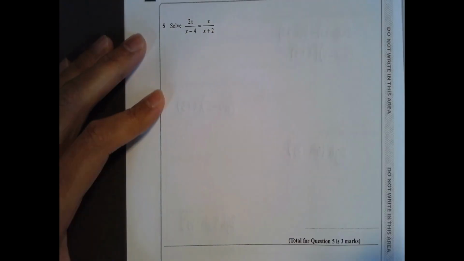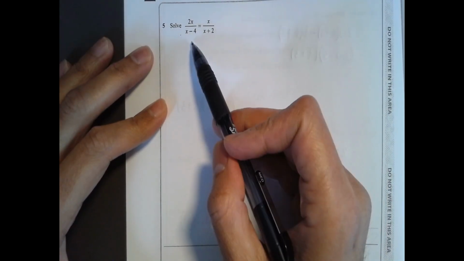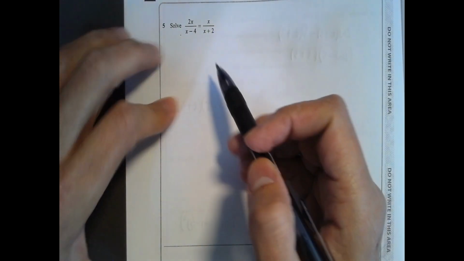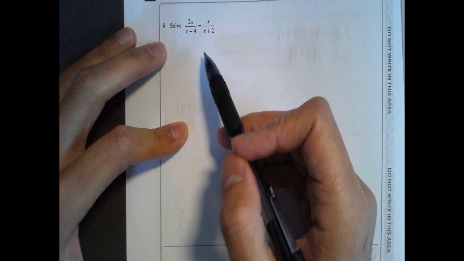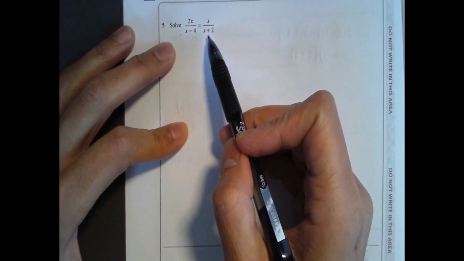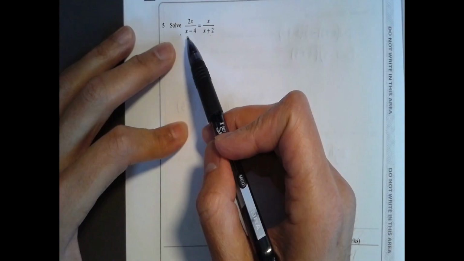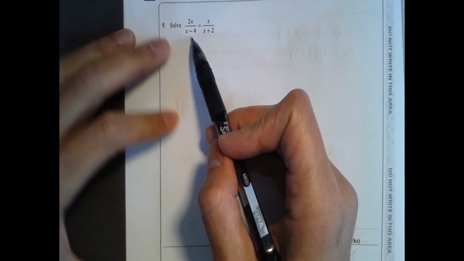Okay, on to question 5. I've got this equation here that I'm looking to solve. Okay, so I can see at the moment I've got fractions in my equation, so I'm going to try and fix that, and get rid of all the fractions. So in order to fix that, I'm going to multiply both sides by x plus 2 to get rid of that fraction there, and I'm also at the same time going to multiply both sides by x take away 4 to get rid of the fraction over here.